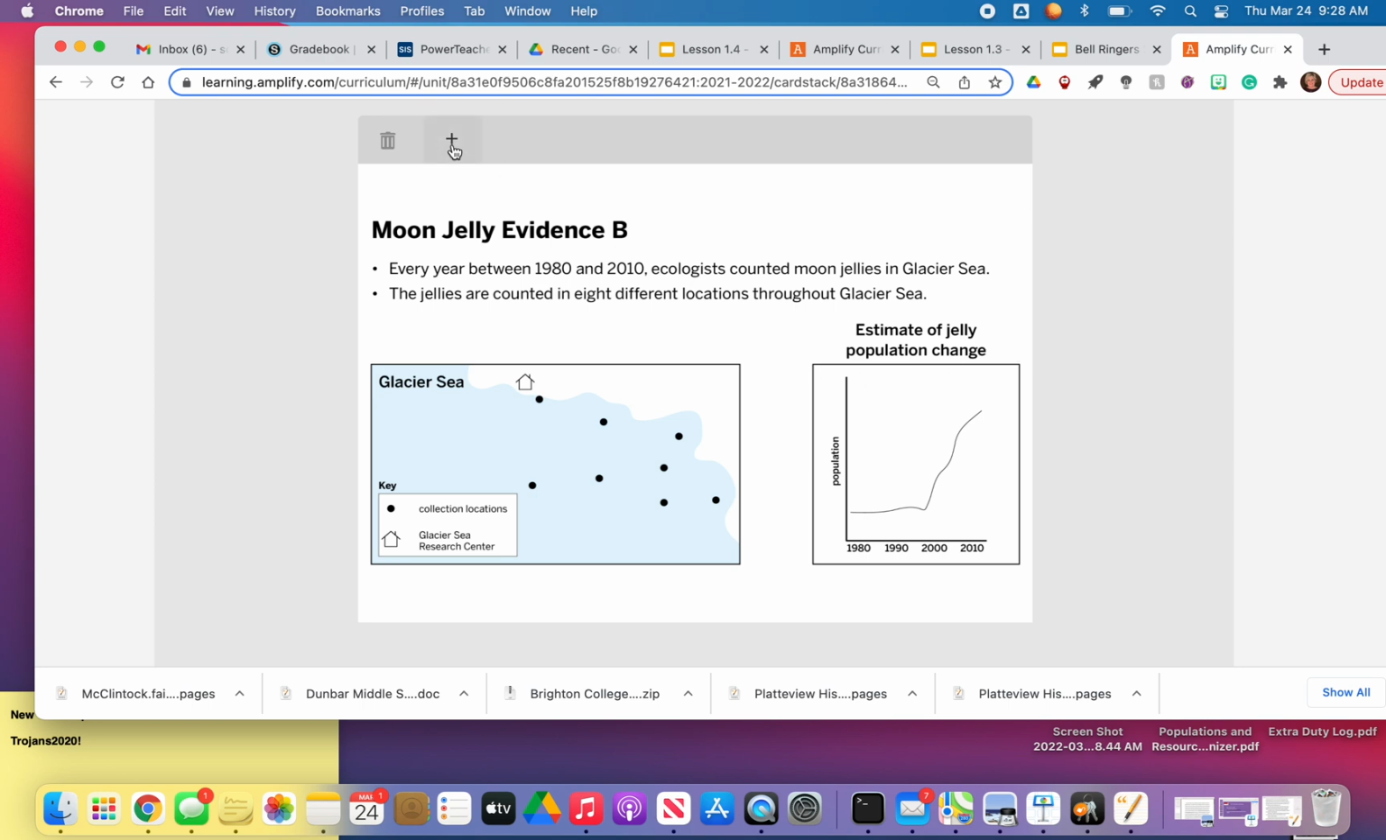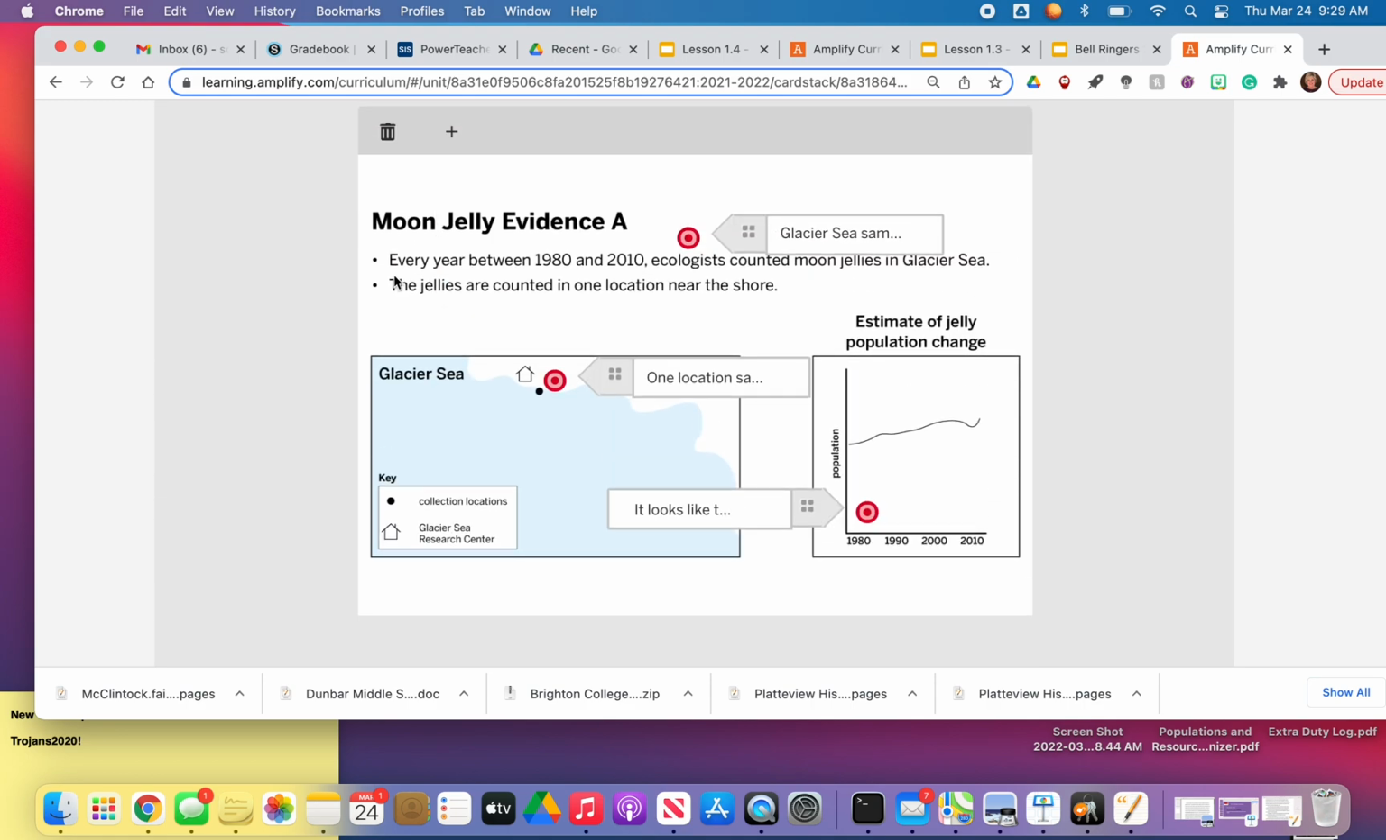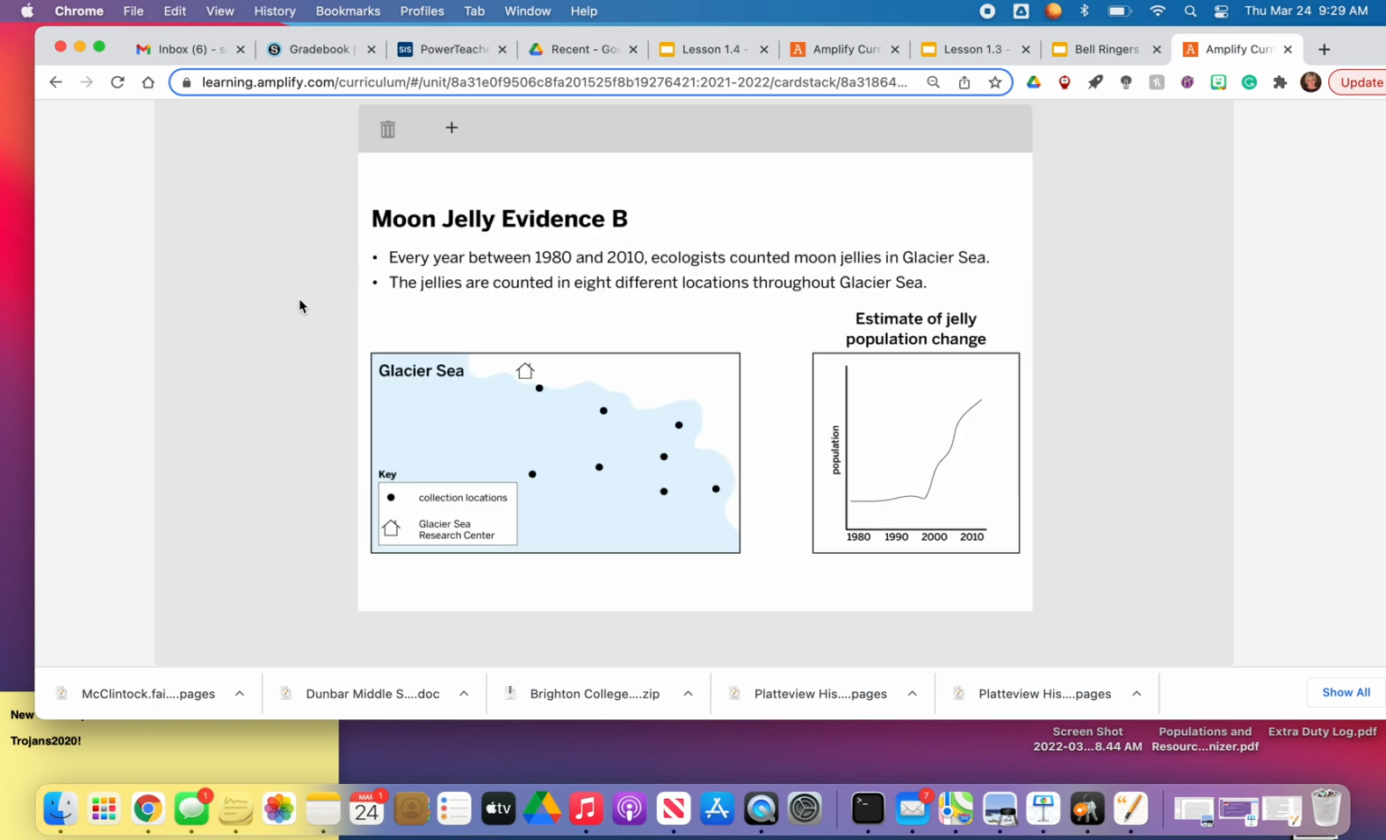Okay, so let me show you what I would do. For Moon Jelly Evidence Card B, I see in the first bullet, it says every year between 1980 and 2010, ecologists counted moon jellies in Glacier Sea. Well, that's the exact same piece of evidence up here, so I'm just going to copy and paste that annotation because it's the same bit of information that we got above.